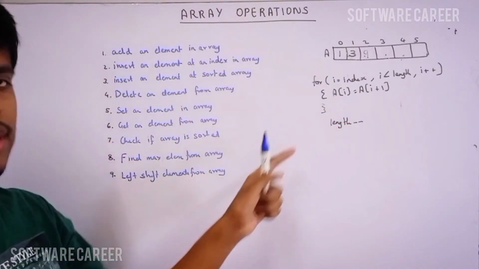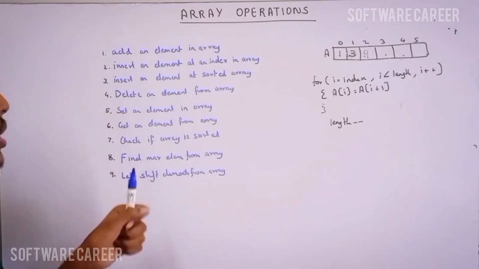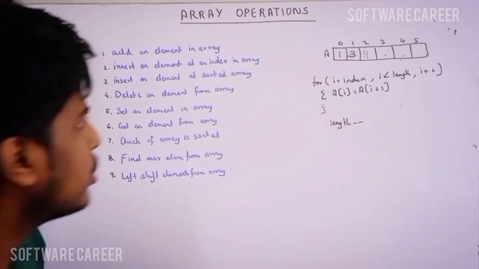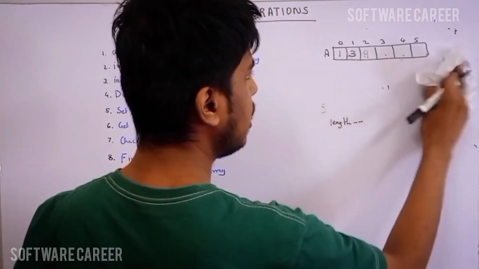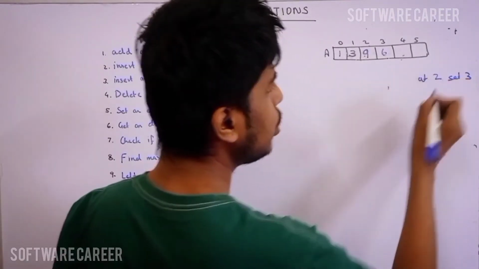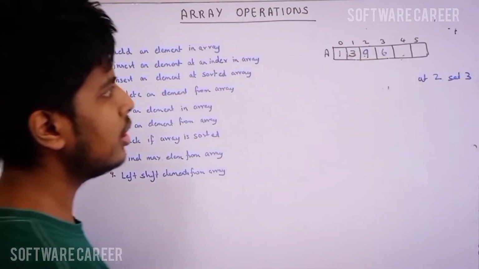This is how you should delete an element from an array. Now let's see how to set an element in an array. Suppose, set means you want to fix an element in the array. At index 2 you want to set 3. Then how to write the condition?